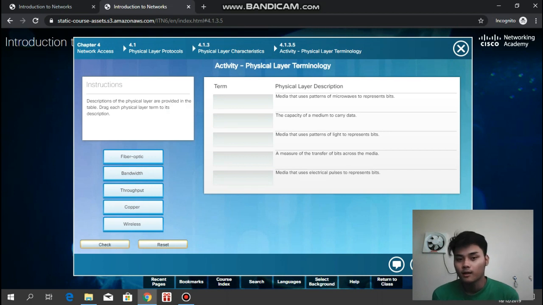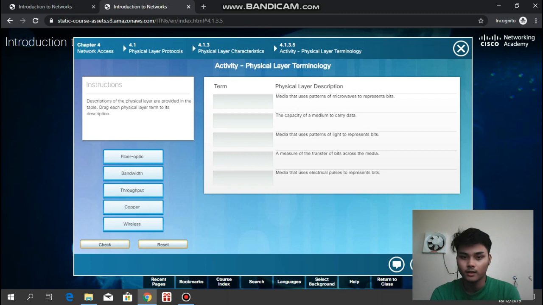And now we will answer this activity in Chapter 4. The activity is physical layer terminology. Here is the instruction: descriptions of the physical layer are provided in the table. Drag each physical layer term to its description. We have choices here: fiber optic, bandwidth, throughput, copper, and wireless.